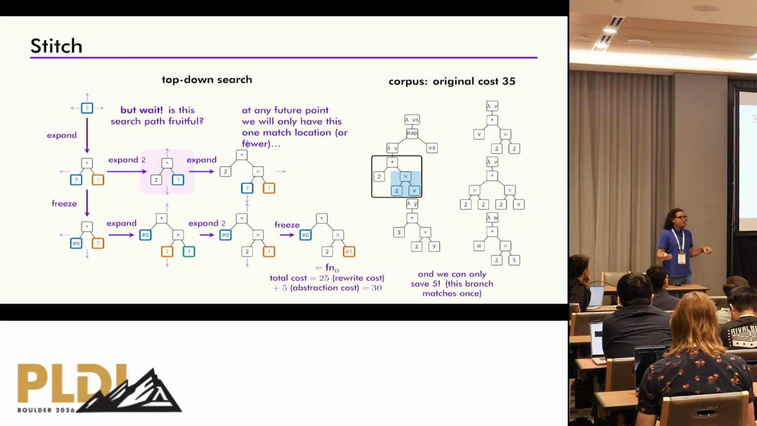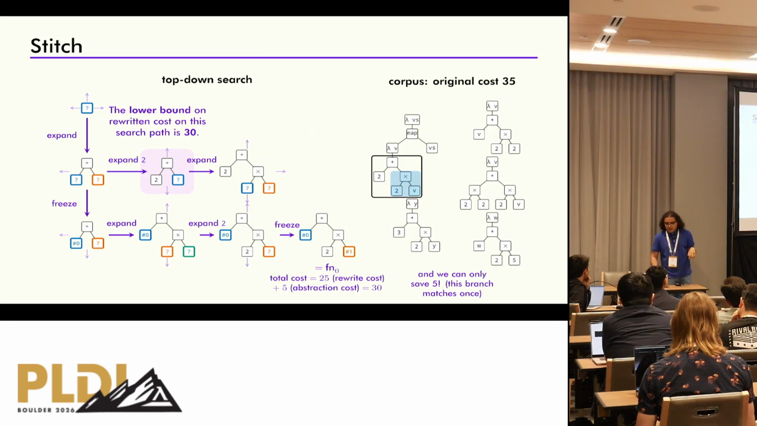And at this match location, we can only save 5 nodes because the match location only has 5 nodes in it. So the lower bound on the cost of the rewritten corpus at this search path is in fact 30, right? So it's 35 minus 5 that we could take out, 30. So we can just prune this entire search path because no matter what, we'll never find anything better than what we've already found.